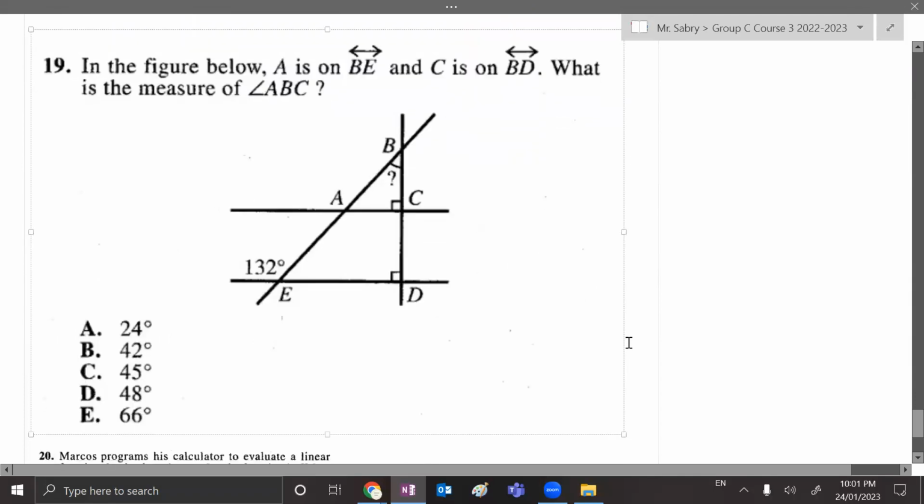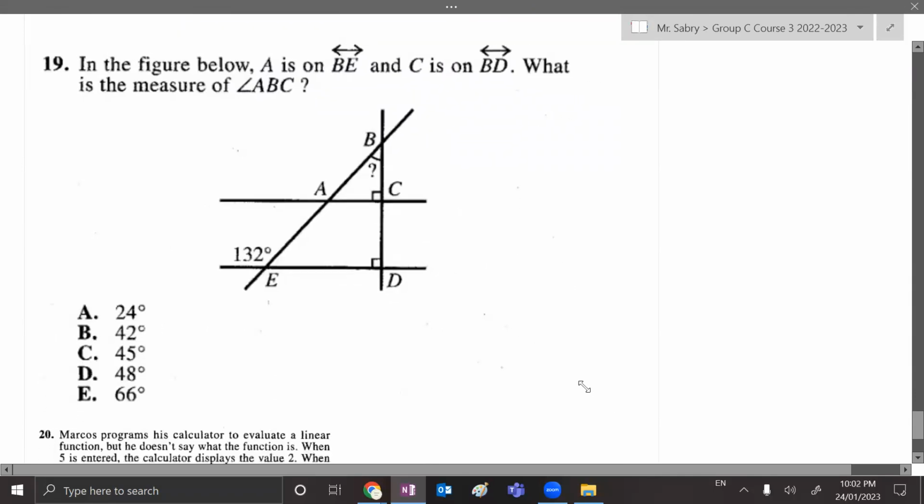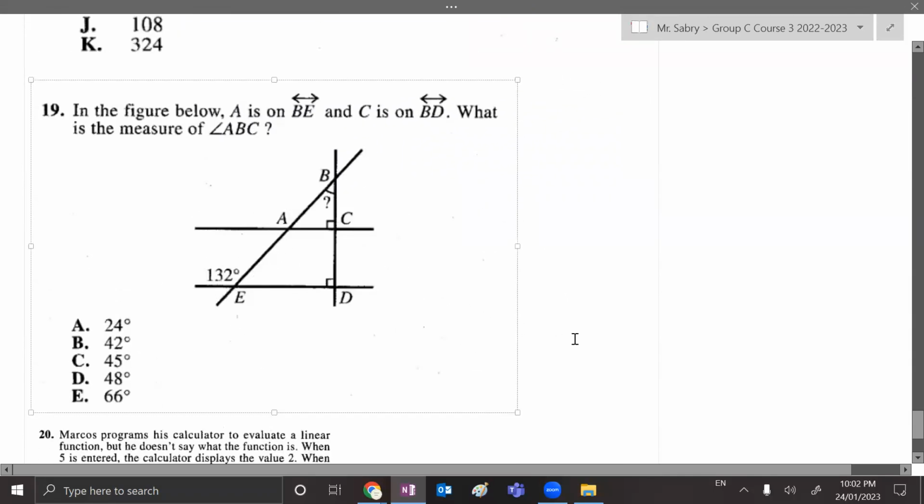$19, I have this shape, and then you're told that they're asking for the value of the angle, or the measure of angle ABC, which is this angle here. So first of all, because those are parallel, this one as well is 132 because they have the same exact lengths. There are two ways to move forward.